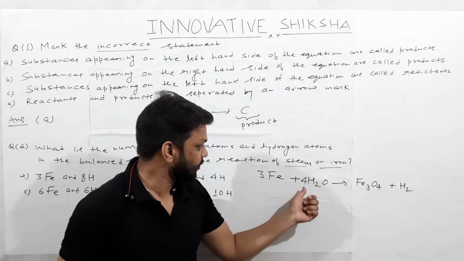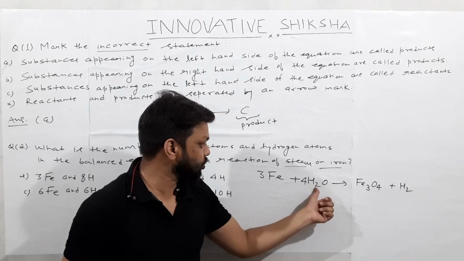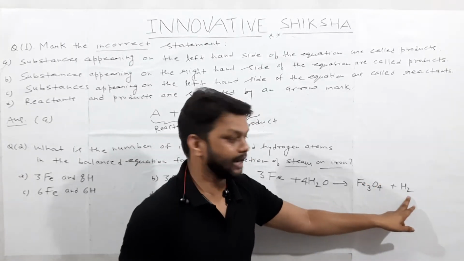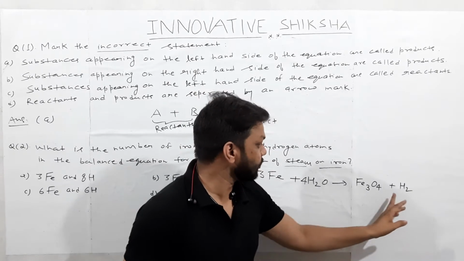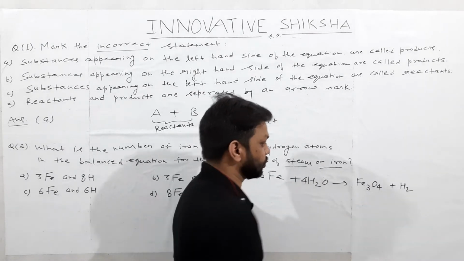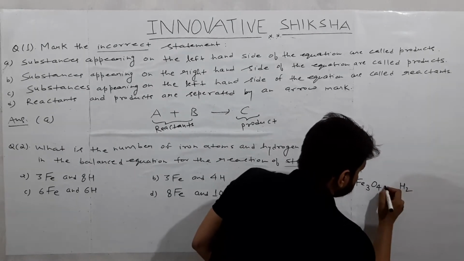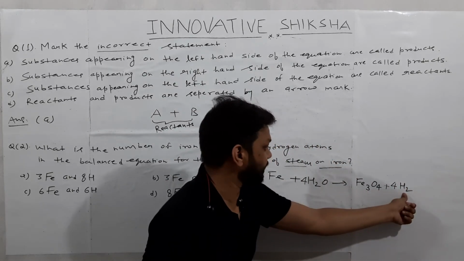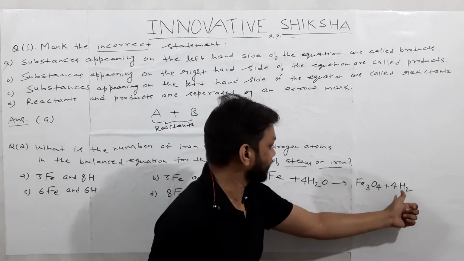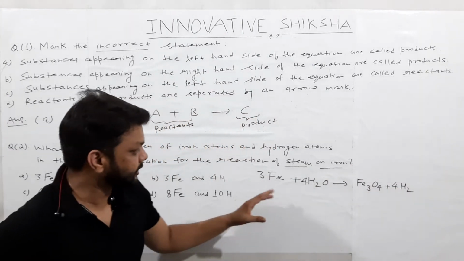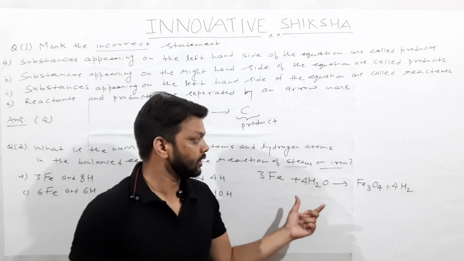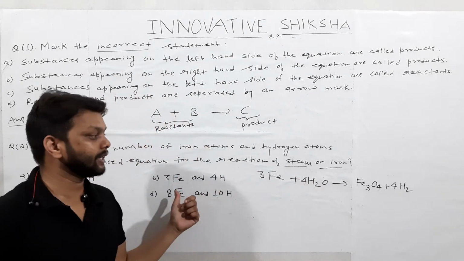Now the last one, which is hydrogen. Now we have hydrogen 8 on the left hand side and hydrogen 2 on the right hand side. So we have to multiply by 4 to balance this hydrogen atom on the left hand side and on the right hand side. Now I think this equation is balanced. So let us check whether this equation is balanced or not. After checking, we can mark the correct answer.